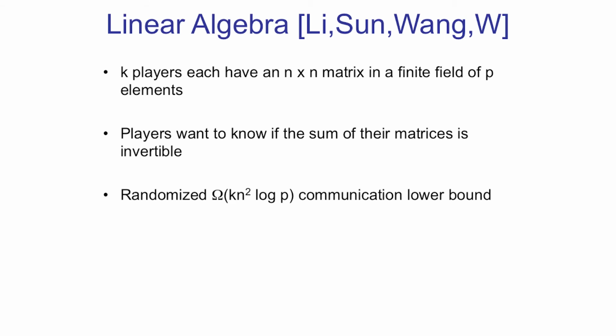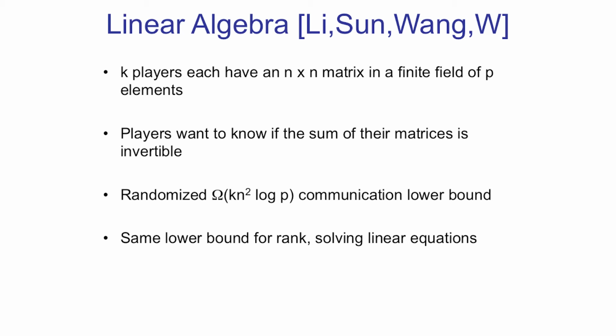So basically, there's a k n squared log p lower bound for this problem. So that basically says that you can't really do anything non-trivial, right? Each player has n squared log p bits of information, and they all send this to the coordinator. That is an optimal protocol. This same lower bound also holds for related problems like rank, of course, and solving linear equations.